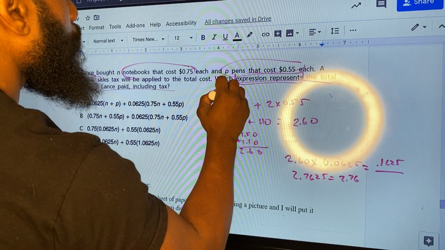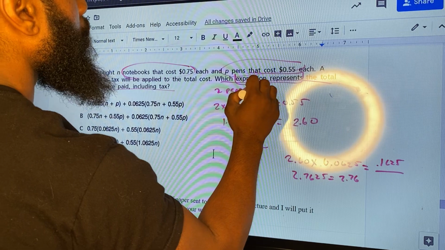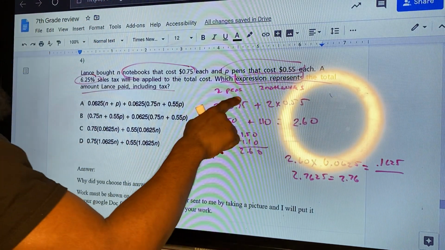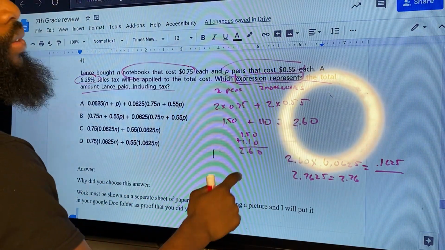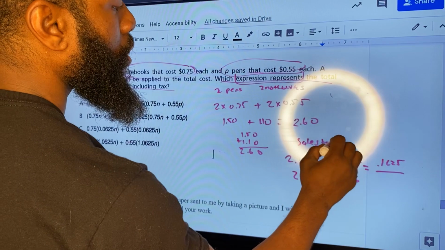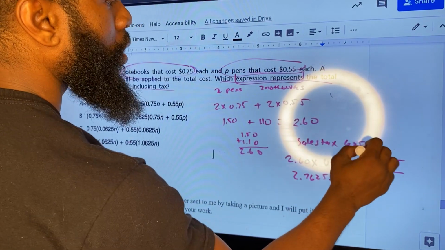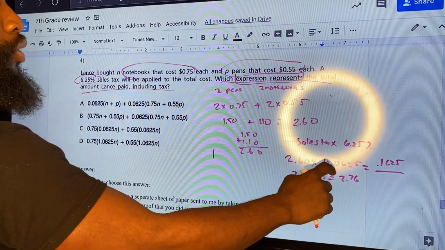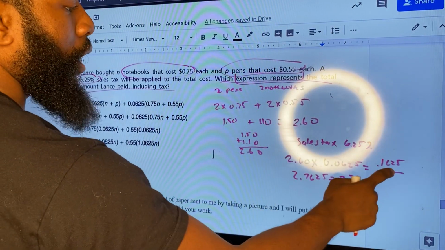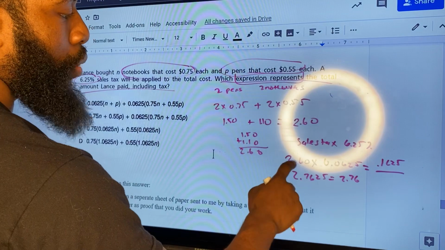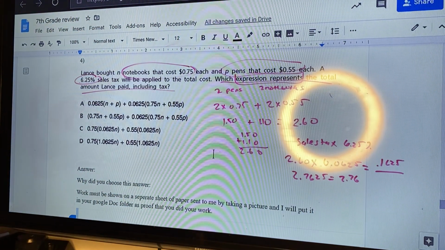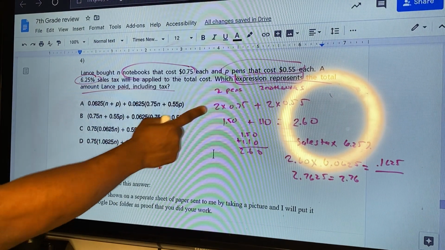So I gotta use this scenario. Let's say I bought 2 pens, 2 notebooks. So I got the price of both of them right here, and then the sales tax is 6.25%. So I convert that to a decimal, multiply it by the price, and I got the sales tax dollar amount. I took the dollar amount and added it to the price, and I got this. So here I have to find a situation that represents this scenario.